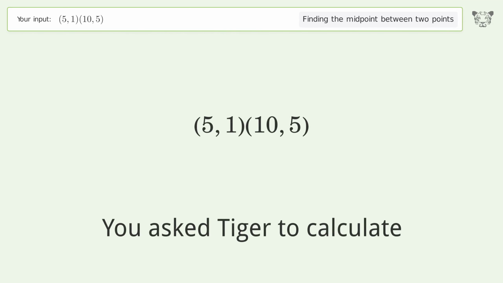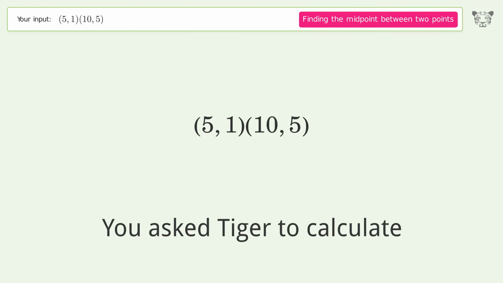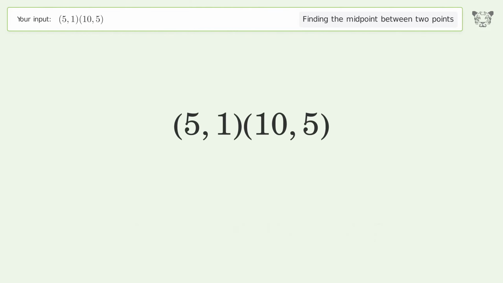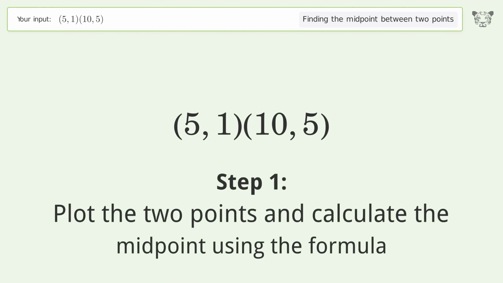You ask Tiger to calculate. This deals with finding the midpoint between 2 points. The midpoint between the 2 points is 7.53. Let's solve it step by step. Plot the 2 points and calculate the midpoint using the formula.